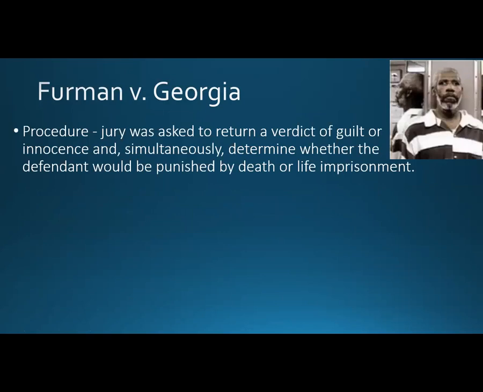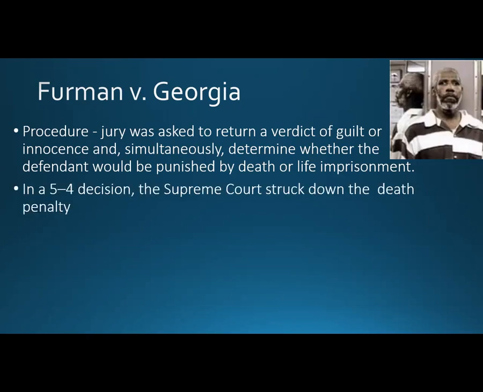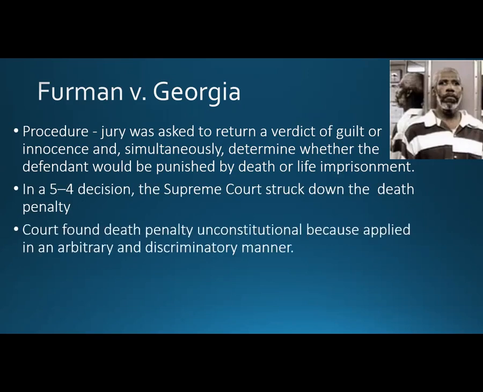Now, in this case, the procedure was the jury was asked to return a verdict of guilty or innocent and simultaneously determine whether the defendant would be punished by death or life in prison. So a juror would get up and say, we find you guilty of first-degree murder and we sentence you to death. The Supreme Court, by split decision, struck down the death penalty because they said it was unconstitutional as applied in an arbitrary and discriminating manner. Too much power was given to the jury to determine both.